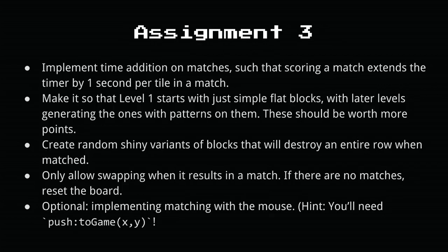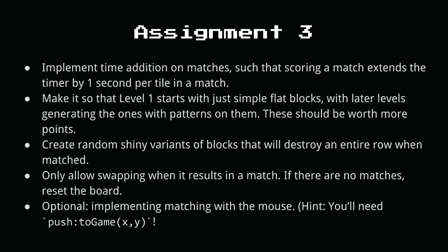Only allow swapping when it results in a match. This is an important thing because right now, mathematically, it's actually very unlikely that you'll get a board that has matches on it to begin with. So you're going to have to pick a subset of tiles in your implementation and actually use those instead of just using all of them. Like pick six tiles, which you can get variants on, or just whatever flat colors, and then use only those to spawn your board. Don't use all 18 or however many there are.